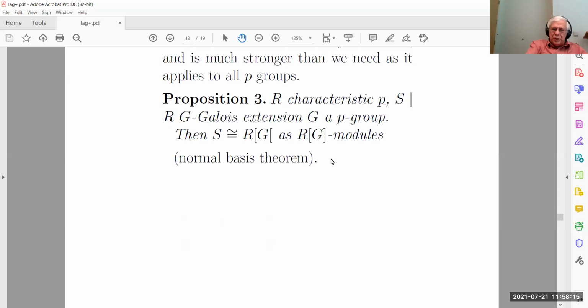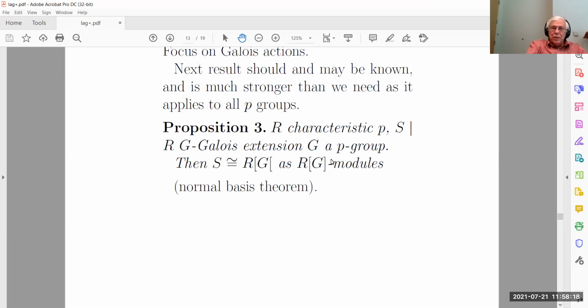I point out this proposition because I didn't know it was true. I noticed it in this work, and it's sort of surprising to me that it's true. If I have a ring of characteristic P and I have any P group which defines a Galois extension, then I have a normal basis. Then as an RG module, S is actually isomorphic to RG. That basically says there's a normal basis theorem, and R doesn't have to be anything. Normally in characteristic 0, you need fields or local rings or something. And here it's always true. There's always a normal basis there.